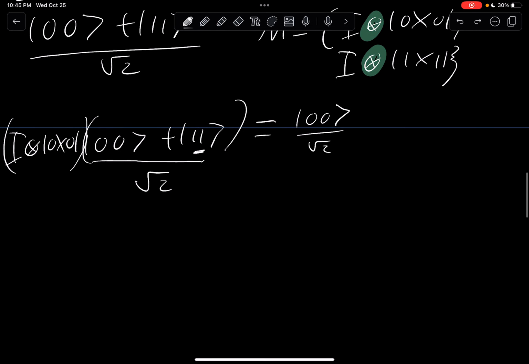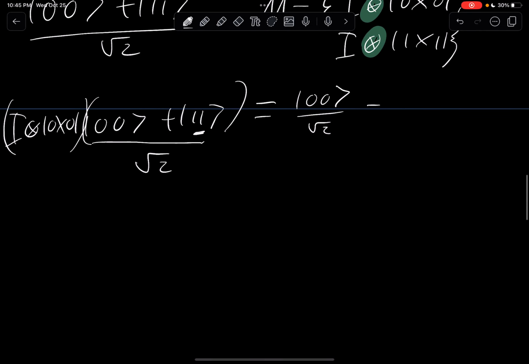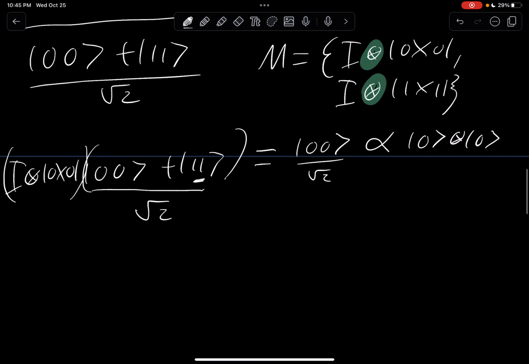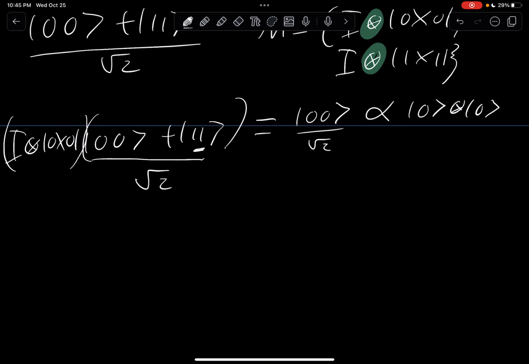So now we see that we end up with a tensor product. Sorry, this is proportional to |0⟩ tensor |0⟩. So it seems that if we measure the second qubit and see it to be 0, we'll see that the first qubit will be 0. Now, you should check what happens when I measure these.